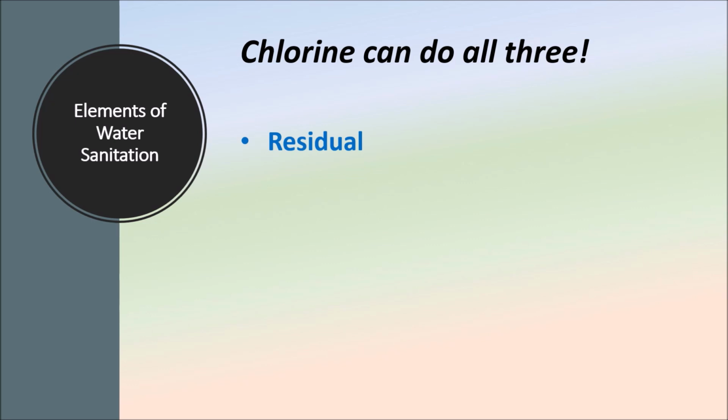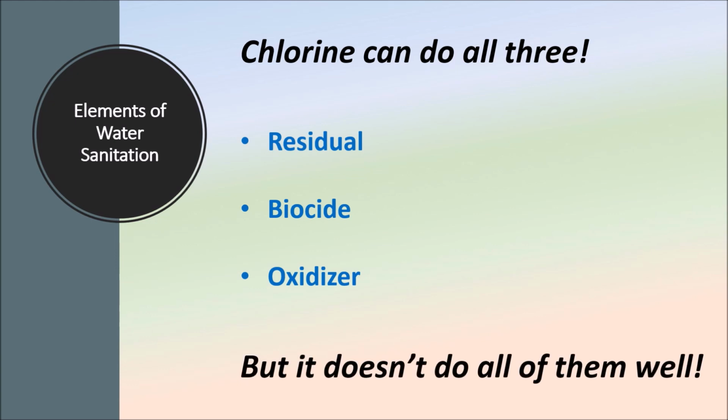Likewise, chlorine most definitely is certified by the National Sanitation Foundation as meeting the requirements of NSF/ANSI Standard 50 for recreational water facilities as they apply to being both a biocide and an oxidizer. However, as we'll see in just a minute, it doesn't do all three of them as well as it would need to in order to be the ideal and single choice for water sanitation. Let's take a look at why that is.